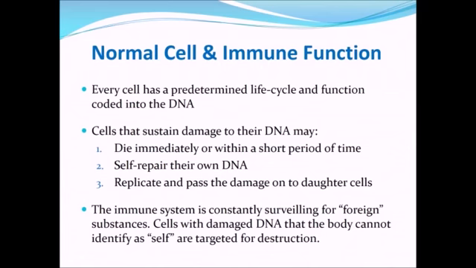So it's important to understand what keeps us from having cancer at all times of our life is really our immune system. It's constantly on surveillance. It's looking for foreign substances. It's looking for anything that is not considered self. And that includes cells with damaged DNA. If it's damaged to the point that the body cannot recognize or identify that cell as self, it's going to be targeted for destruction. So a lot of these abnormal cells are destroyed before they can even really get a foothold and cause a problem.